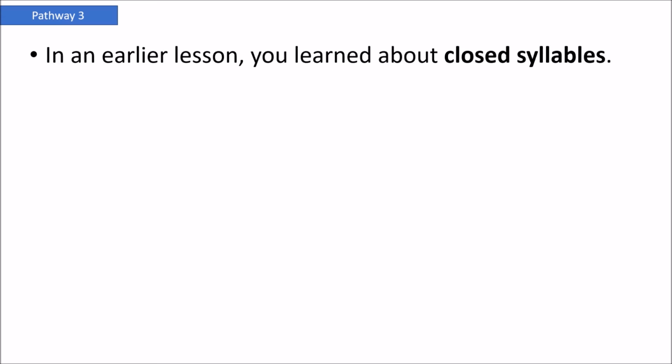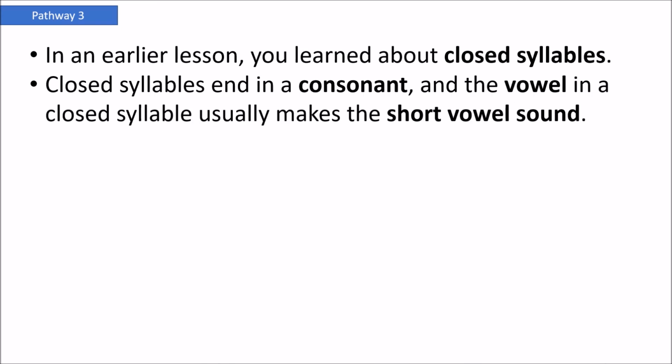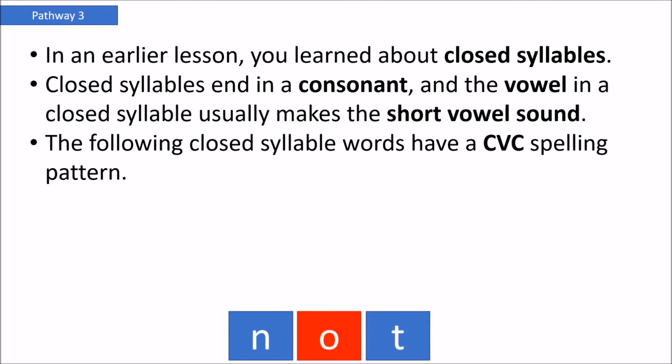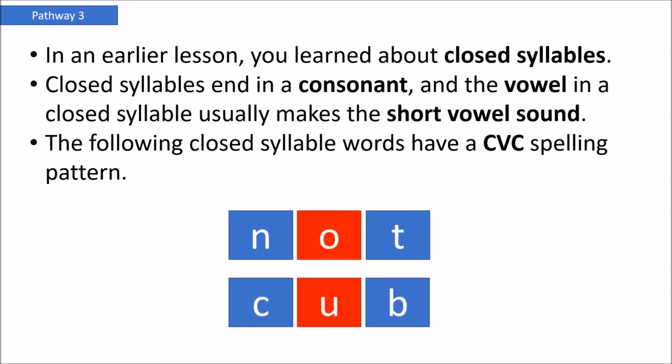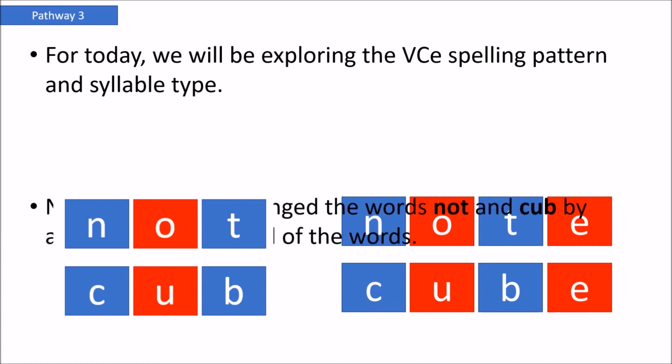In an earlier lesson, you learned about closed syllables. Closed syllables end in a consonant, and the vowel in the closed syllable usually makes the short vowel sound. The following closed syllable words have a CVC or consonant vowel consonant spelling pattern. Not, cub. For today, we will be exploring the vowel consonant E or VCE spelling pattern and syllable type.